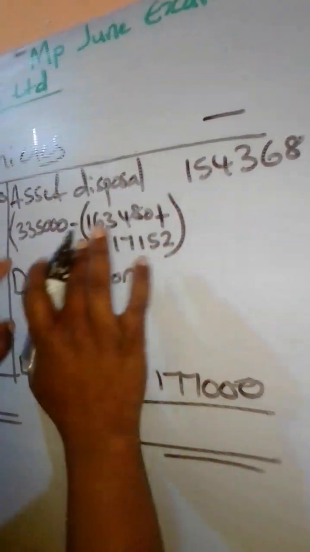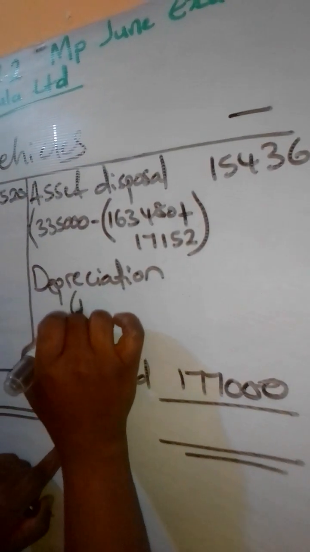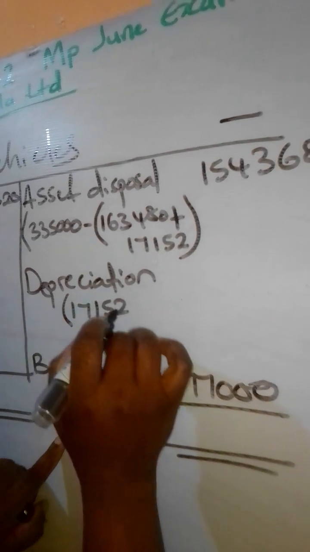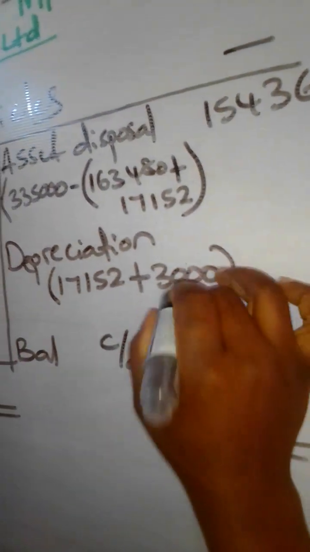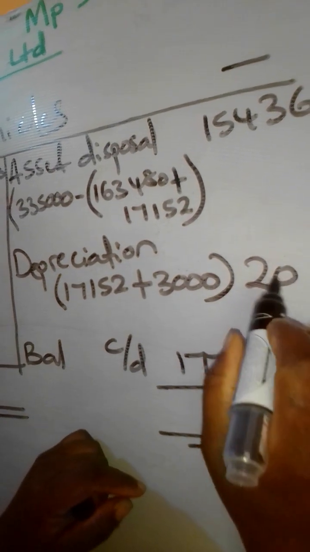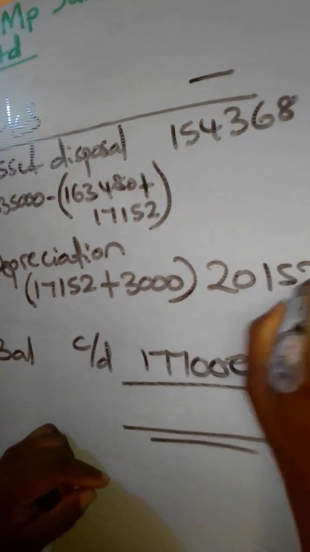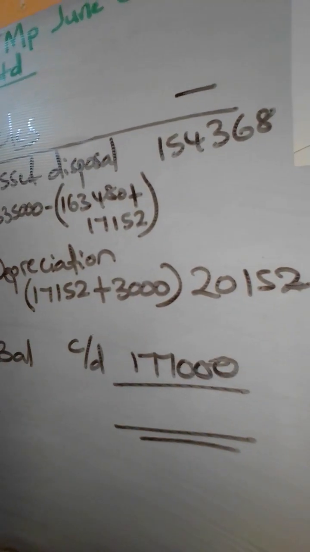Remember, the depreciation for the asset that was sold is 17,152, and then plus the depreciation for the new asset, which is given here at 3,000. So we are going to say plus 3,000. Okay, which will give us something like 20,152. I hope we're still together there.